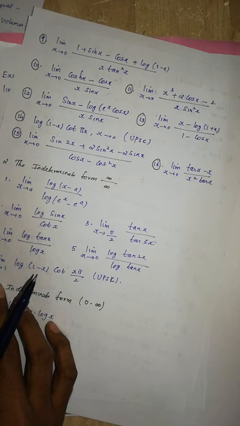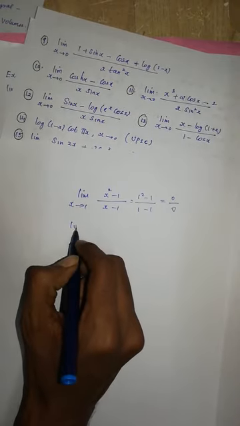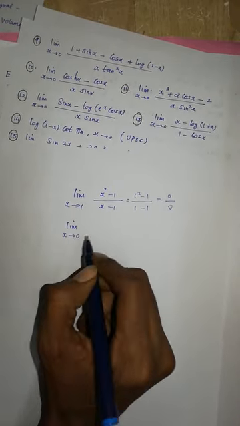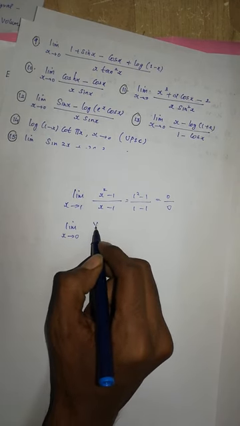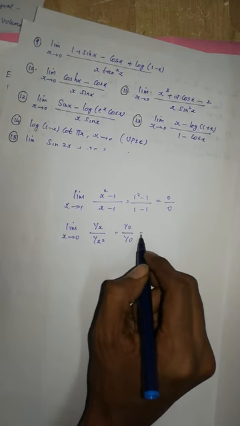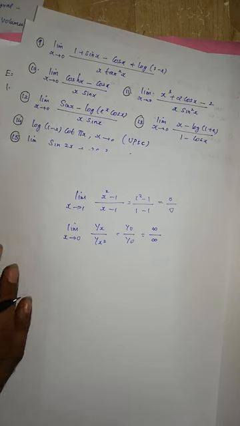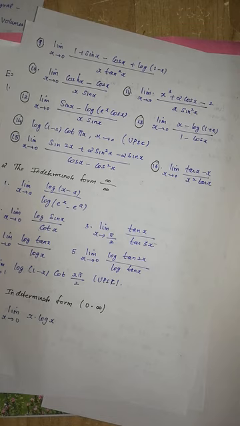And then the second indeterminate form is infinity by infinity. Suppose when you try to apply the limit, the numerator and denominator become infinity by infinity. For example, let limit x tends to 0 of 1 by x by 1 by x square. This will become 1 by 0 by 1 by 0. 1 by 0 is infinity, so this will become infinity by infinity. So we'll call that type 2, which is infinity by infinity. We're going to solve problems on how to find the limit when the numerator and denominator become infinity by infinity, that is type 2.